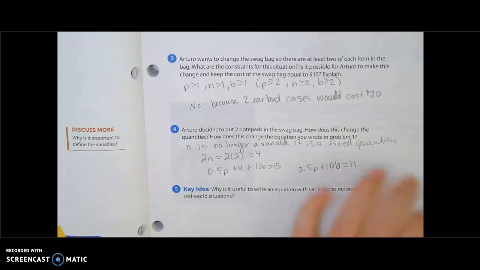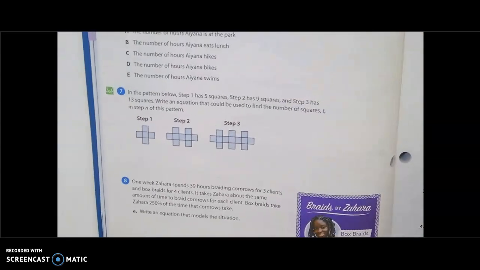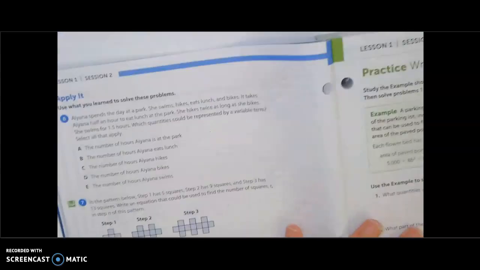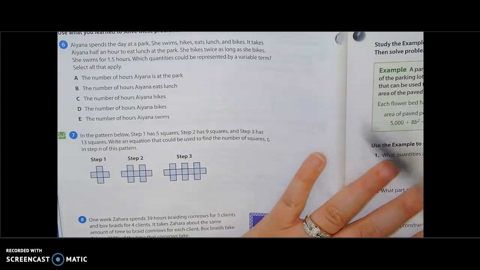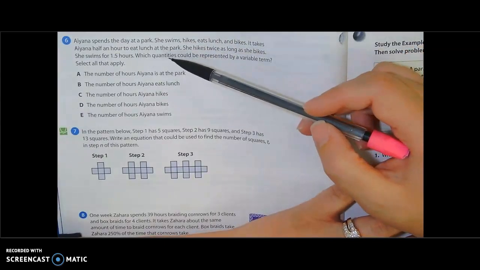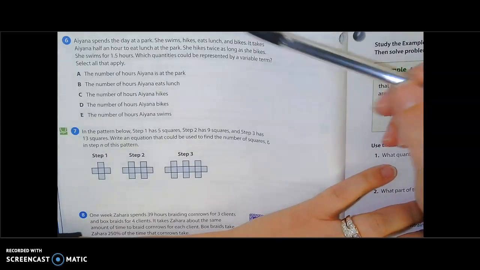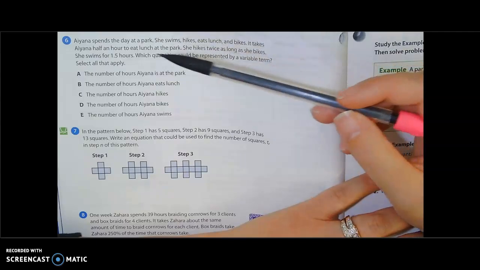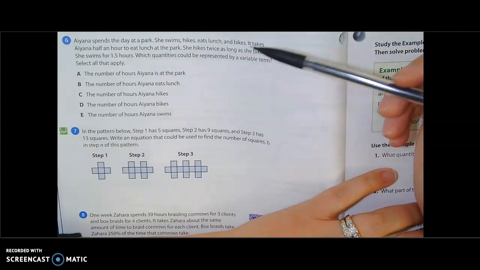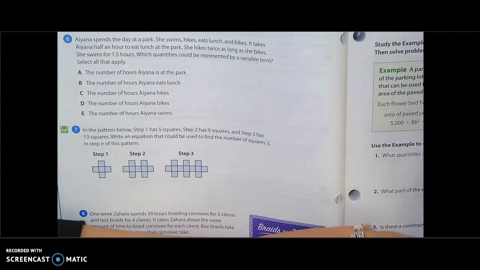All right, so then when we turn the page, we were talking about these, and you probably got a little bit confused because we're going through them pretty fast, but let's talk about this. Ayana spends the day at a park. She swims, hikes, eats lunch, and bikes. It takes Ayana half an hour to eat lunch at the park. She hikes twice as long as she bikes. She swims for 1.5 hours. Which quantities could be represented by a variable term? So that means which of these are unknown.